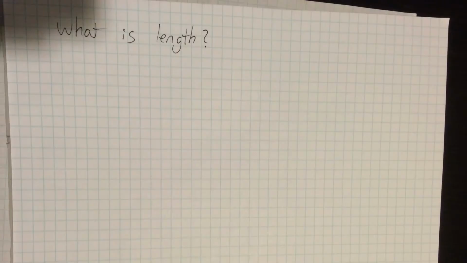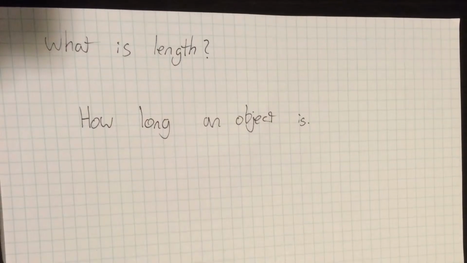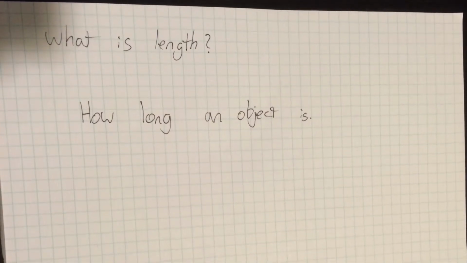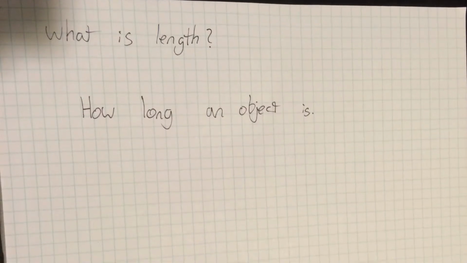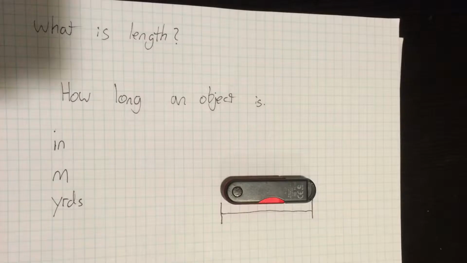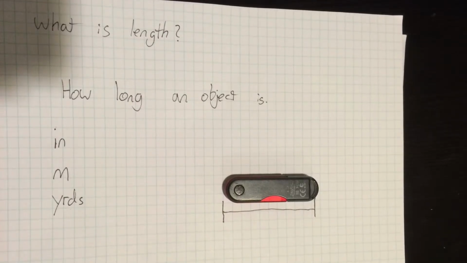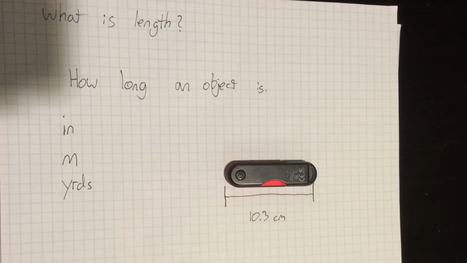First off, length. Now, what is length? Length is simply how long an object is. It can be measured in many different ways, such as inches, meters, yards, and many others. Take a look at this object for example. When we measure it, we get a length of 10.3 centimeters.